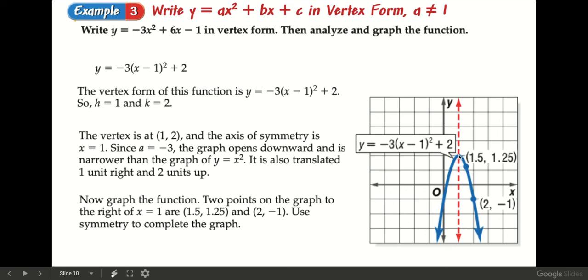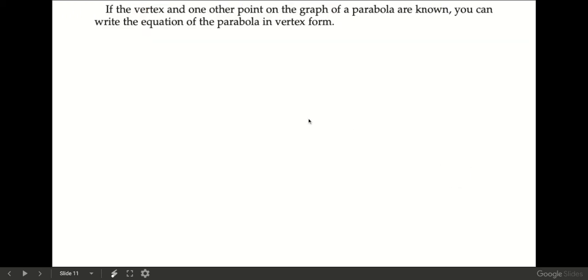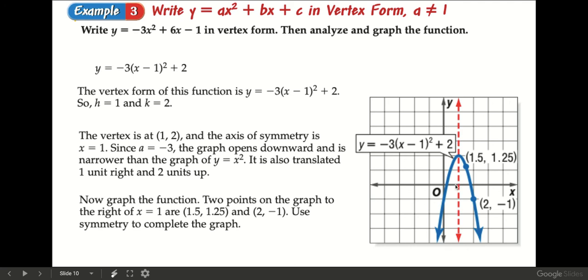So again, I know where the vertex was. The vertex was at 1, 2. And then I know that it's pointed down and it's narrower than the normal one. Again, you could get 2 points just by plugging in x values, and then you could reflect it on the other side.